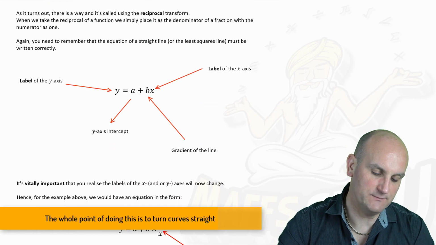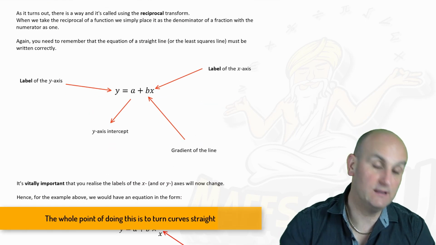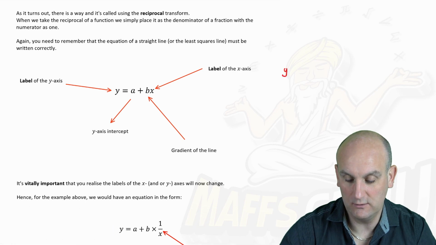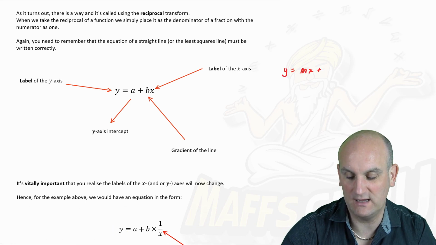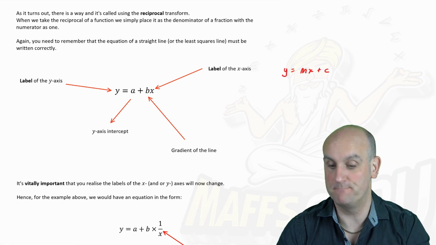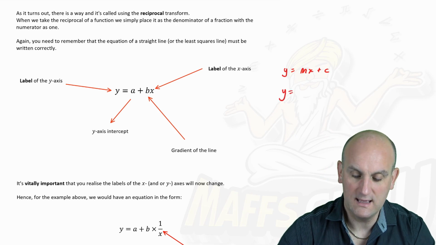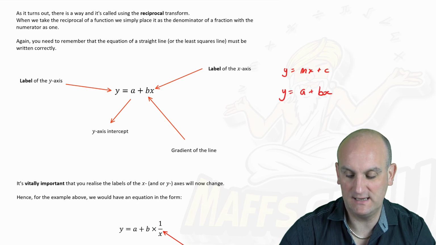So that is our reciprocal transformation. As I keep going on about, y equals mx plus c is my equation of a straight line, but here we use y is equal to a plus bx.